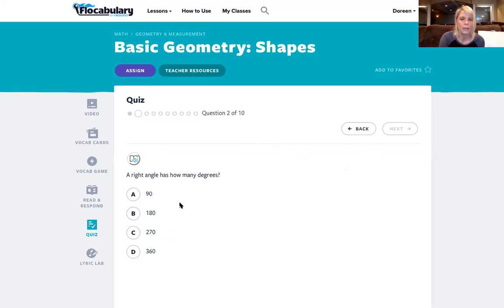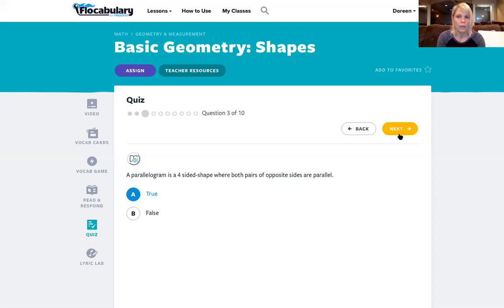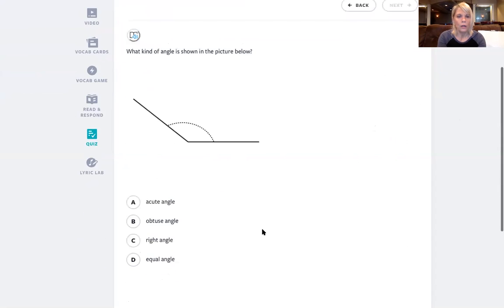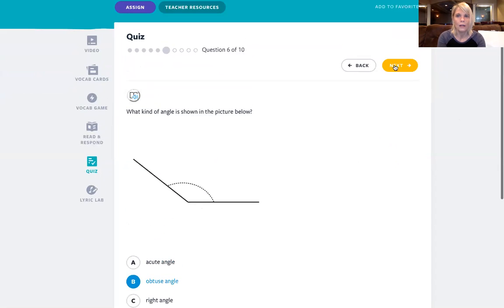A right angle has how many degrees? A right angle, 90 degrees, and so on. So at the end of this, I'll try to get through this quick. A parallelogram is a four-sided shape where both pairs of opposite sides are parallel. Yes. How many degrees is in a circle? 360. All squares are rectangles, but not all rectangles are squares. Well, we all know that's true. What kind of angle is shown below? And then you pick, well, that has to be obtuse.